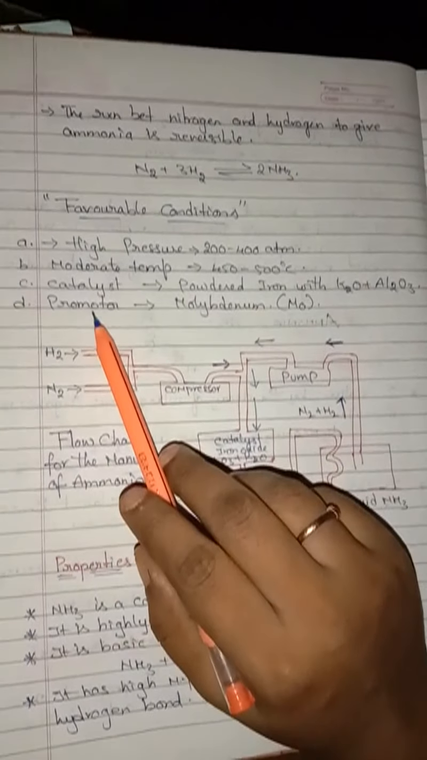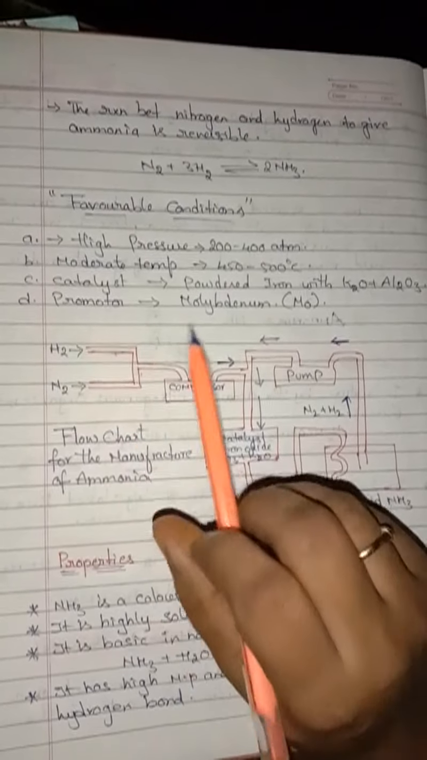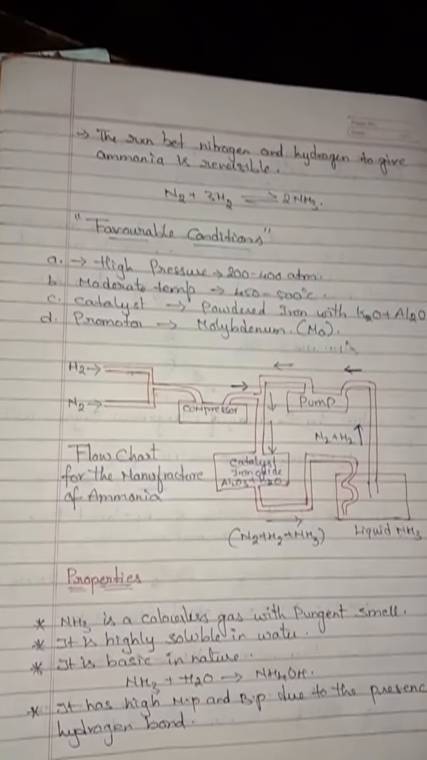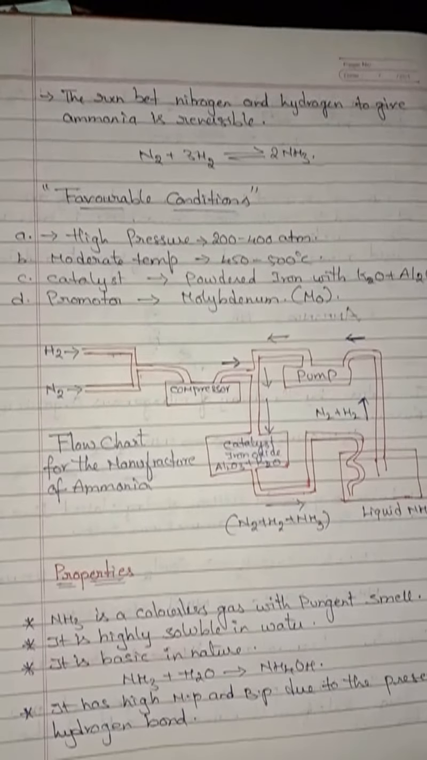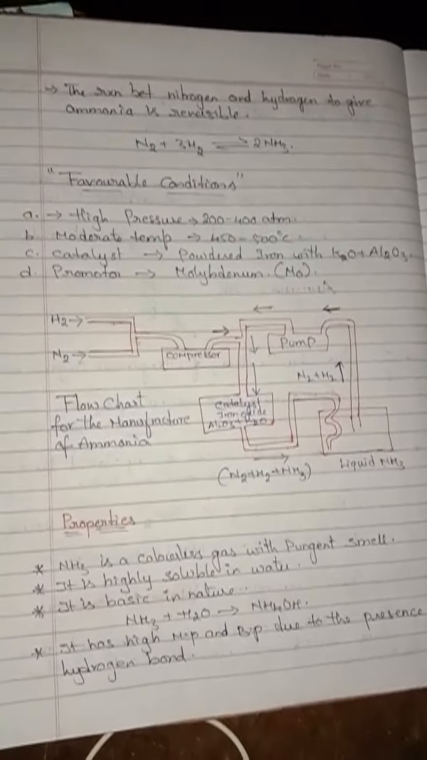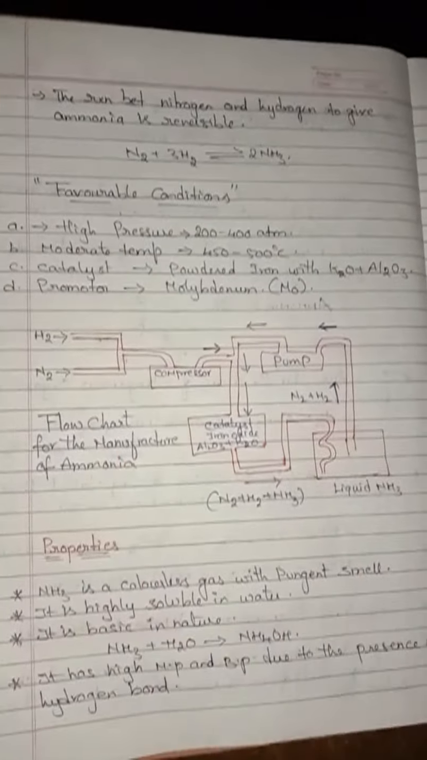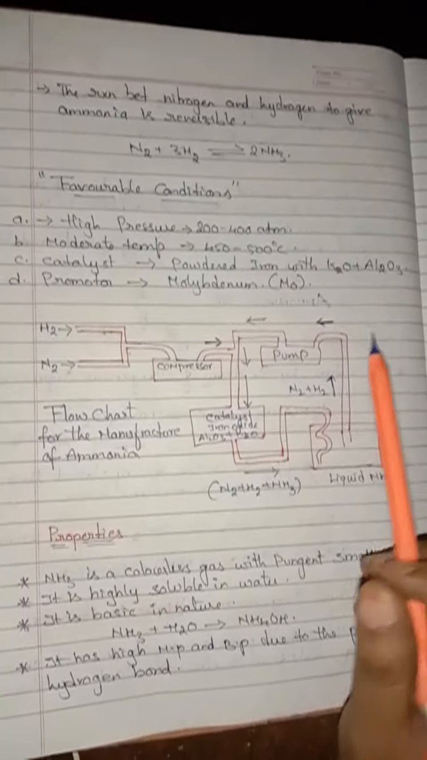And the next one is the promoter. As the promoter we are going to use molybdenum. What do you mean by promoter? We already learned this: a promoter increases the rate of chemical reaction. Promoter and inhibitor we have already seen. Understand, children?